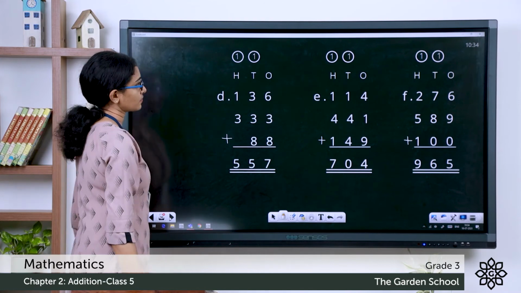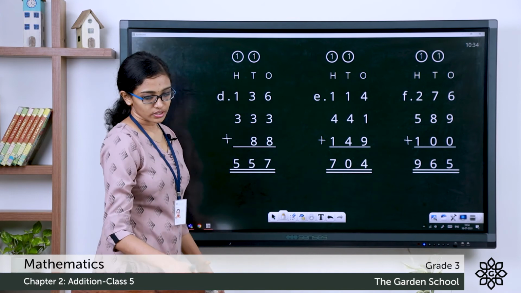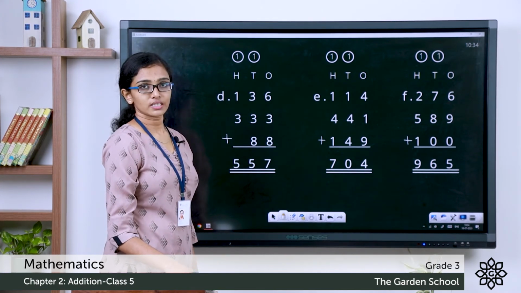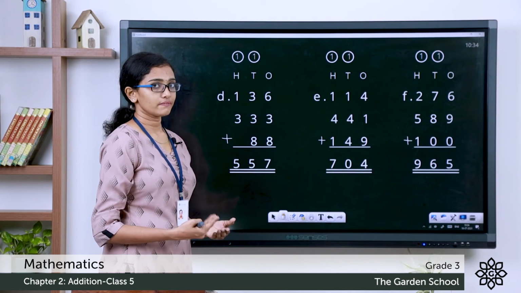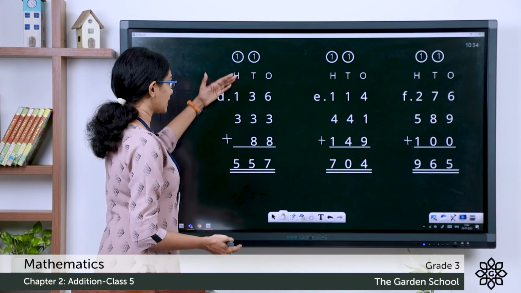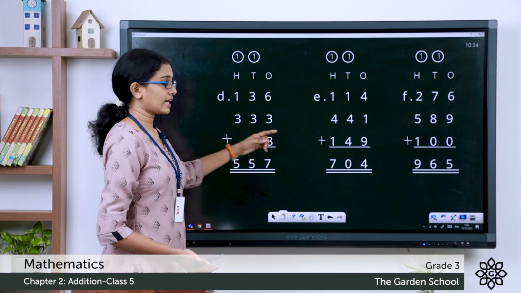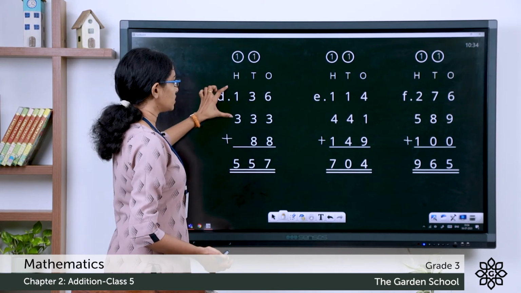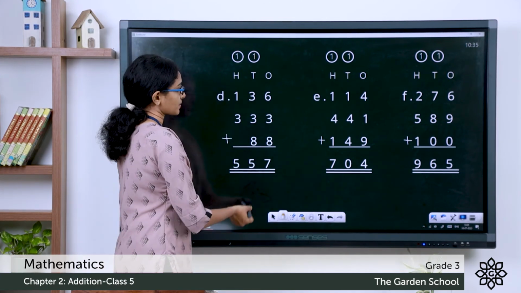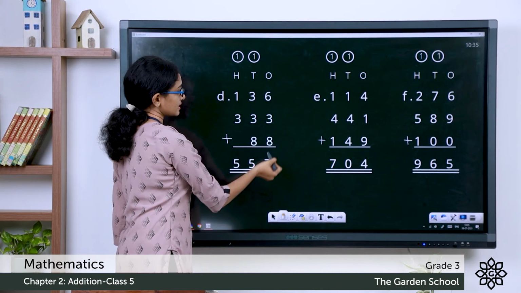Now let's see the next set of questions. So question D: 88 plus 136 plus 333. We have learned that even if you change the order of the addends, the sum will not change. So for the convenience of adding up, I have changed the order of the addends, like the 3 digits come close together and the 2 digit is written as the last. So it is 8 plus 3, 11 plus 6, 17.